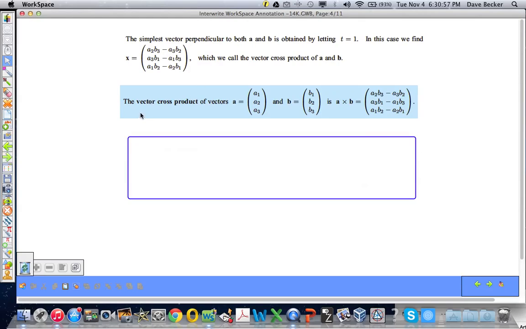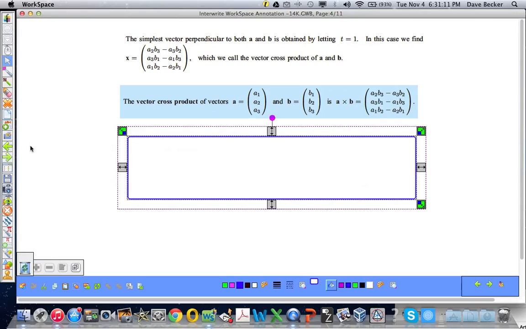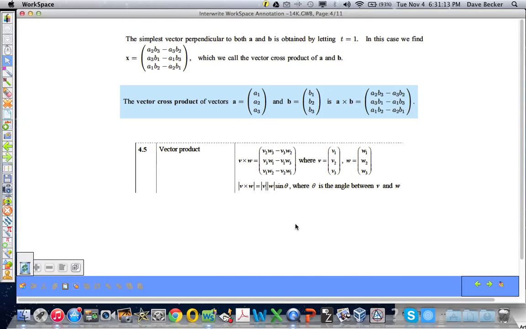Okay? So I just copied this from the last page. And in your text, we get a nice little statement here about the vector cross products. A being equal to A1, A2, A3, B equal to B1, B2, B3, A cross B is what we have right here. So that is how we define the cross product. On your formula sheet, and what we're going to use in all these examples, we have this. They use V and W. Same exact thing except for A and B, we use V and W.